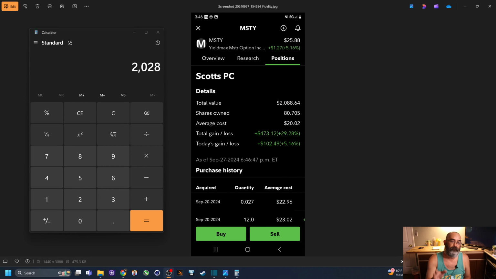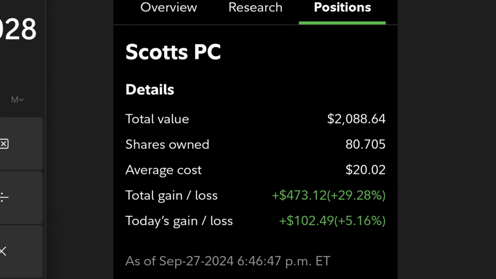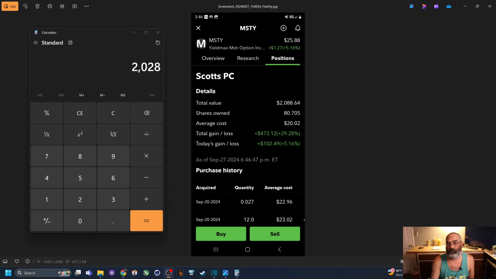And with that rip of $500 off the top, you can see right now that my core number is about $2,088 with those 80 shares. And my average cost per share has actually come down from $20.28 to $20.02. So my MSTY is in a real good position, especially if it keeps on going up like it has been.